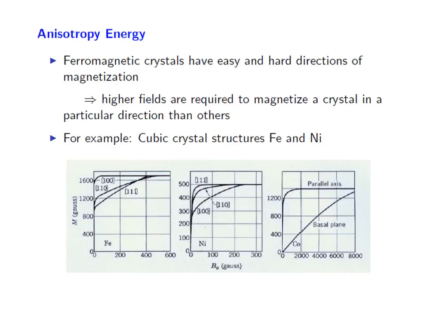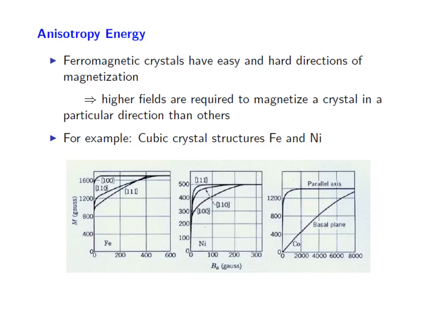I have explained the easy direction and hard direction in our previous lectures. A higher magnetic field is required to magnetize a crystal in a particular direction than in other directions. Now here you can see the graph of magnetization versus applied field for iron, nickel, and cobalt.